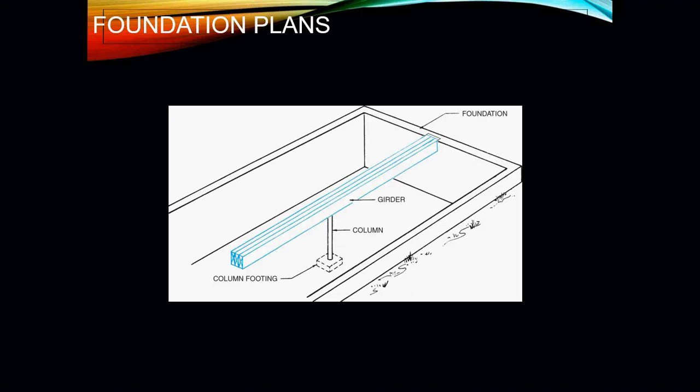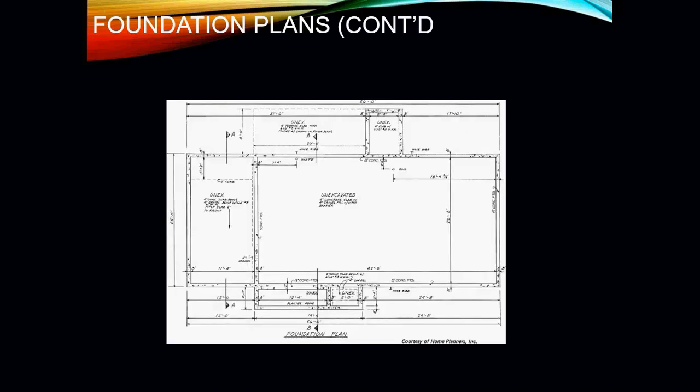installed. More detailed foundation plans will actually give you a measurement from a wall to the column to tell you how many feet away this support column would actually need to be installed and poured. It also gives you the dimensions of the girder, how long and how wide it needs to be, and the type of wood that would need to be used to support the house.